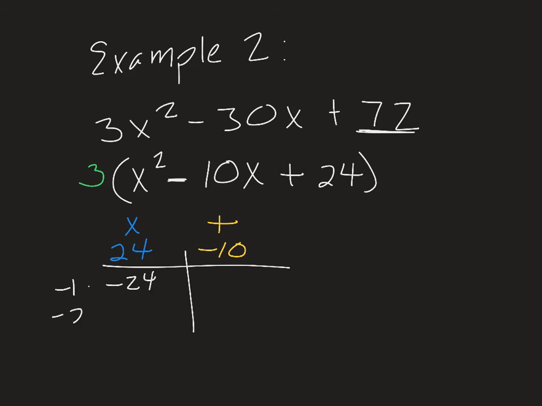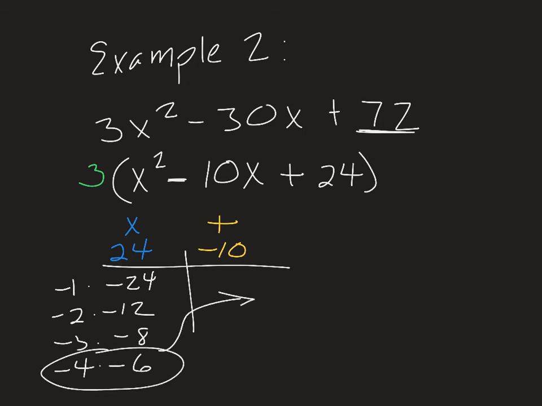I could do negative 2 and negative 12. That's not going to give me negative 10. I could do negative 3 and negative 8. That doesn't add up to negative 10. I could do negative 4 times negative 6, and then voila, right? Negative 4 times negative 6 multiplies to give me the 24 I need, and also negative 4 plus negative 6 adds to get the negative 10 that I need.